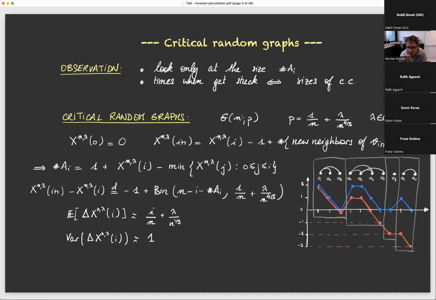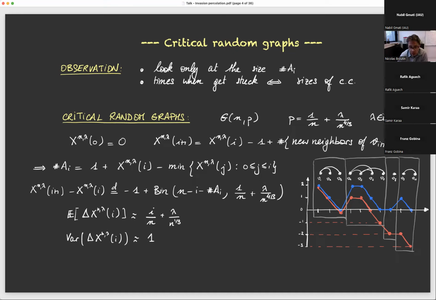But if you take something that is c over n for c equals 1, or something close, like 1 over n plus lambda over n to the 4/3, so there's a little correction of lambda over n to the 4/3, then you see something completely different. You see sizes of connected components that are of order n to the 2/3.